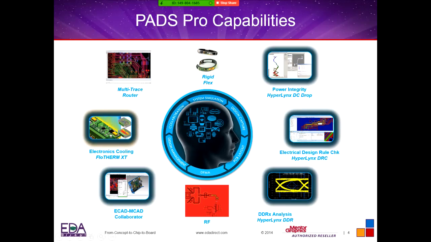And then what has been added is the new rigid flex. So this is something we'll talk about at the end of the webinar. I think there's a lot of people that are excited that this has been added to the tool. Now this rigid flex is only available in the PADS Pro and in the Expedition tools.